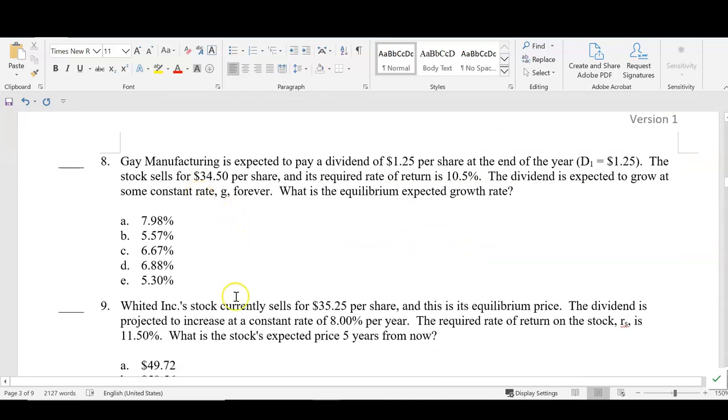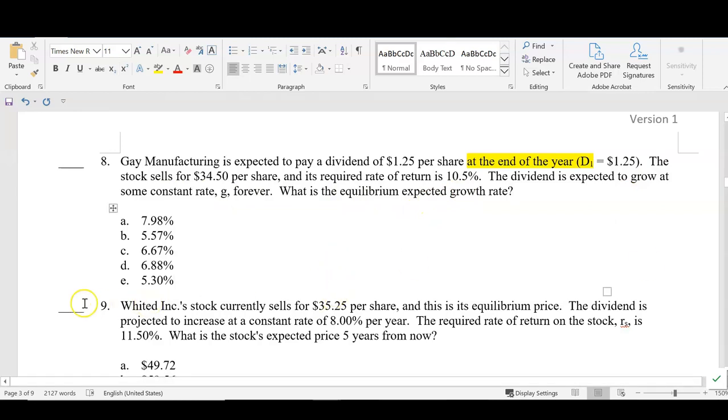Let's come to question 8. We have a firm that's expected to pay a dividend of 1.25 per share at the end of the year, which is D1. At the end of the year should mean D1. The stock sells for 34.5 per share, so we know P0. Required rate of return, R, is 10.5%. Dividend is expected to grow at some constant rate, G, forever. What is the equilibrium expected growth rate?